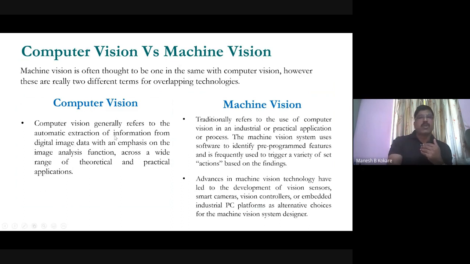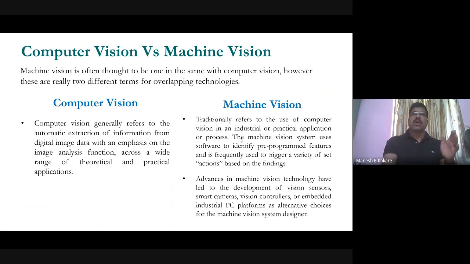Okay, basically what we are doing is trying to understand the images and extracting the features, both theoretical as well as practical in the case of computer vision. Whereas machine vision, generally this vision system is used in industry.